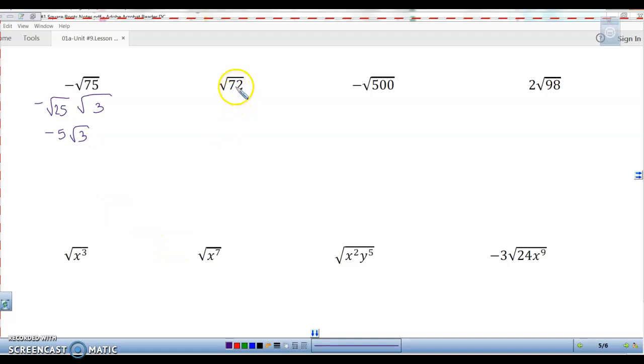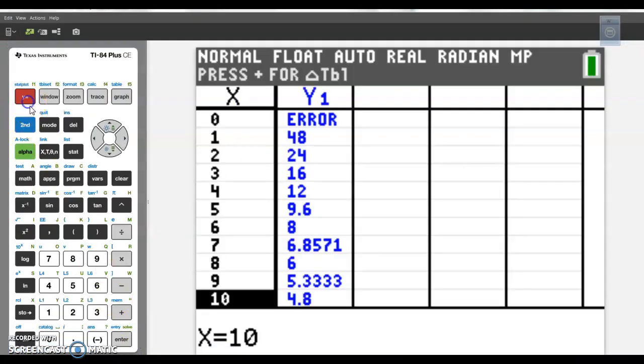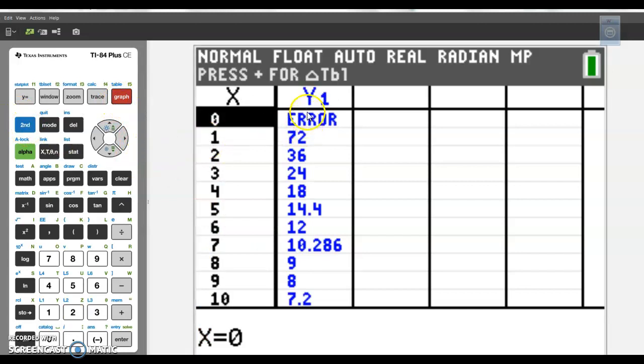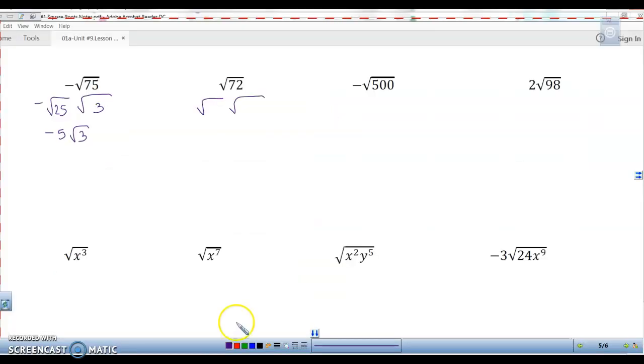Okay, now 72 might be one that you might want to use in the calculator. All right, so 72 I want to break down. Let me grab my calculator. Y equals 72 divided by x. Look at your table. All right, starting in the blue column, what's the first perfect square that you see? 36 is a perfect square. 36 times 2 is 72, so I'm going to use that. 36 times 2. So that's going to be the square root of 36 is 6 times the square root of 2. Be very careful. Make sure that this is a square root when you do that.